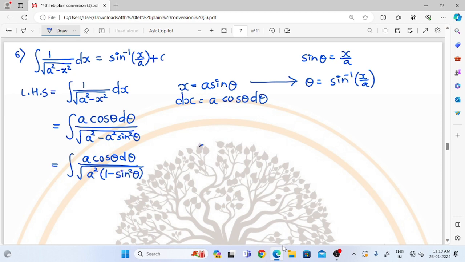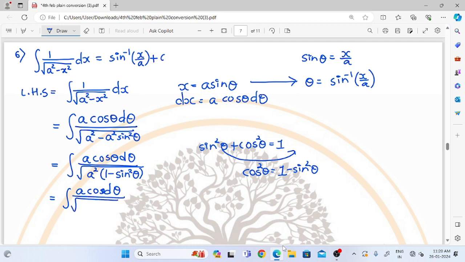And we know the identity, sine square theta plus cos square theta is equal to 1. So here we have 1 minus sine square theta. If we take this sine square theta to that side, what will we get? Cos square theta is equal to 1 minus sine square theta. So integration a cos theta d theta as it is, divided by square root of a square, and 1 minus sine square is nothing but cos square theta.